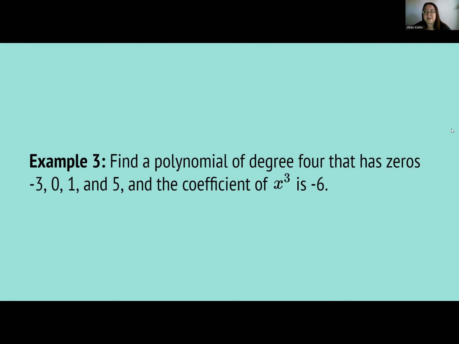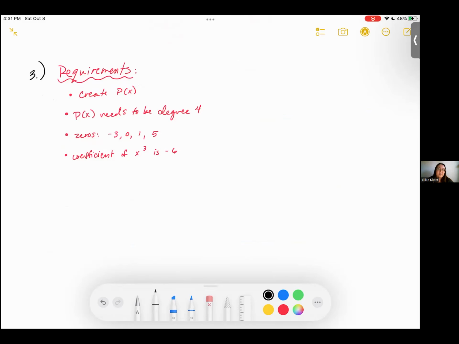So let's go ahead and go to our notes and work this problem out together. All right, so problem 3, we have our 4 requirements. We need to create a polynomial. That polynomial needs to be degree 4. It needs to have zeros -3, 0, 1, and 5, and the coefficient of x cubed has to be -6. So we're creating a polynomial with all of these things.